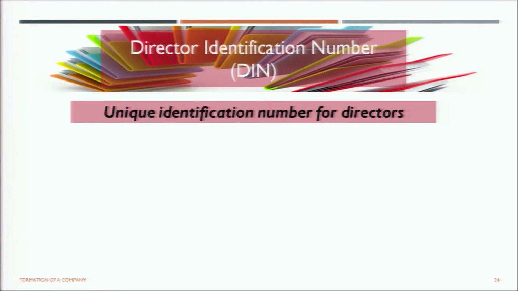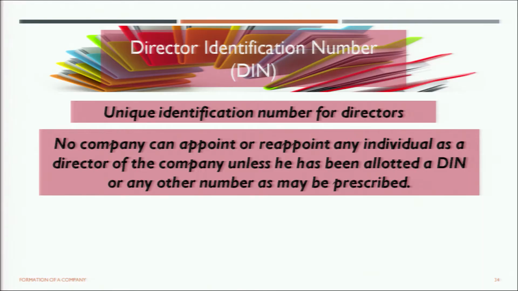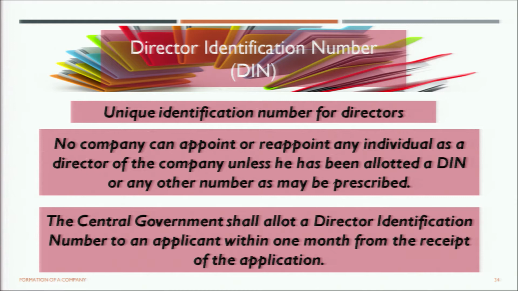Another term which is related to the directors is the Director Identification Number, or DIN in short. The Director Identification Number is actually a unique identification number for the directors. The way we have the Aadhaar card number, which is a unique identification number for citizens of this country, similarly the Director Identification Number is a unique identification number for the directors. Now a company cannot appoint or reappoint any individual as a director of that company unless he or she has been allotted a Director Identification Number, or if not a DIN, then some other number which may be prescribed. If a person is willing to obtain a DIN, the person is required to make an application to the central government, and the central government will most probably issue the DIN within a period of 1 month from the receipt of the application.